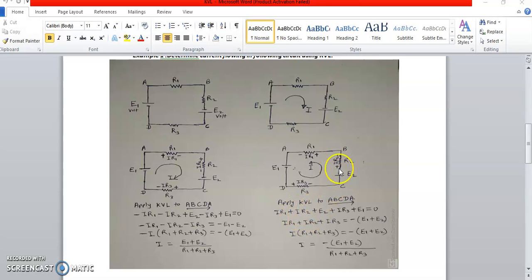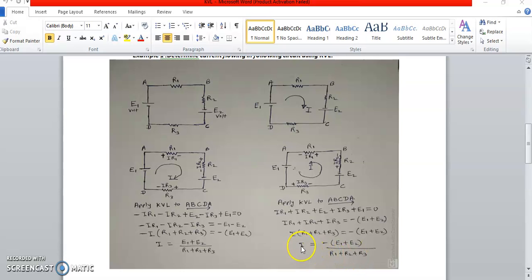Again B to C there is a source of EMF, there is a rise in potential, hence it is plus E2. Then traversing from C to D, resistance R3 is there but the current flowing is D to C, therefore this is positive and this is negative. So moving from C to D results in rise in potential and this is plus I into R3. And while moving from D to A there is a rise in potential because a source of EMF is there; its rise or fall in potential is irrespective of the current, therefore it is plus E1 is equal to 0.